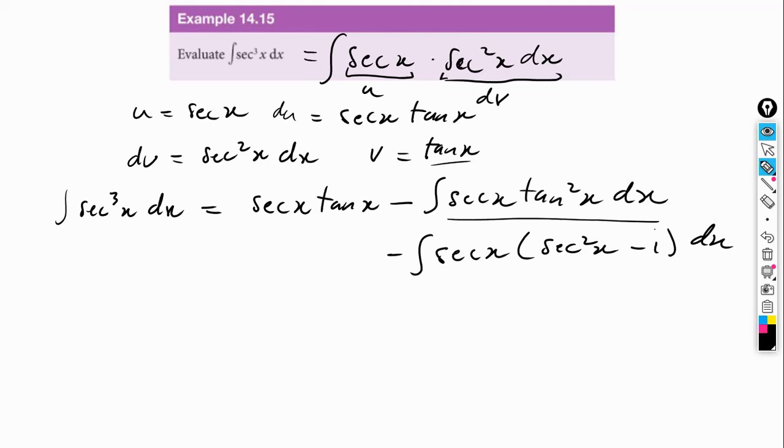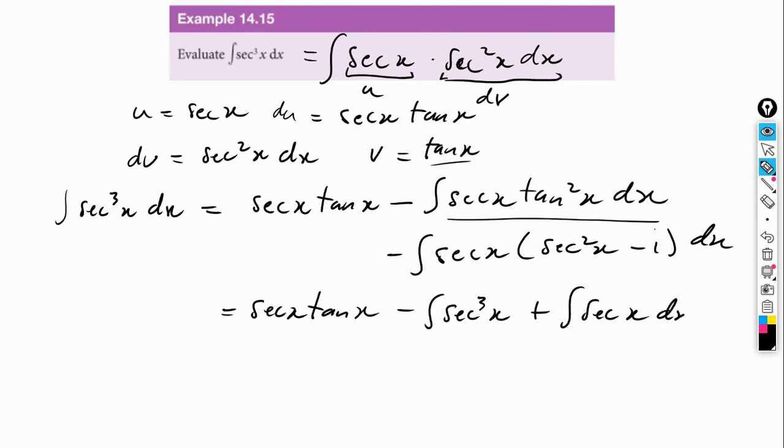Notice that we can separate this into two different integrals, which would then be, let's just rewrite the whole thing. So this would be equal to secant of x tangent of x minus secant cubed of x plus the integral of secant of x. And we can't forget dx.